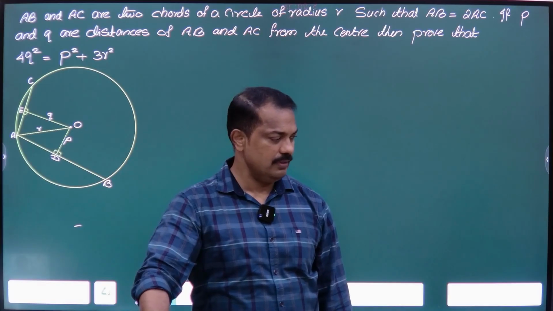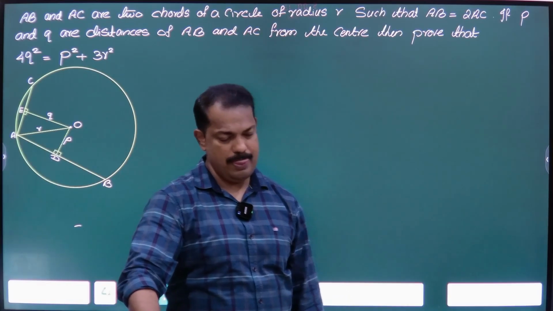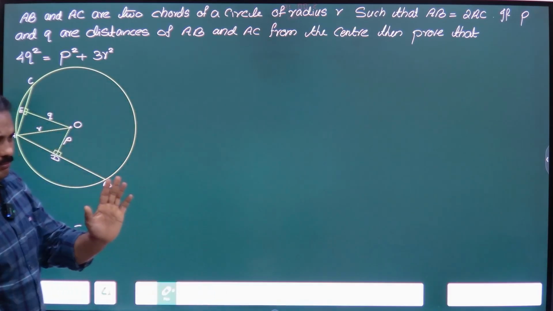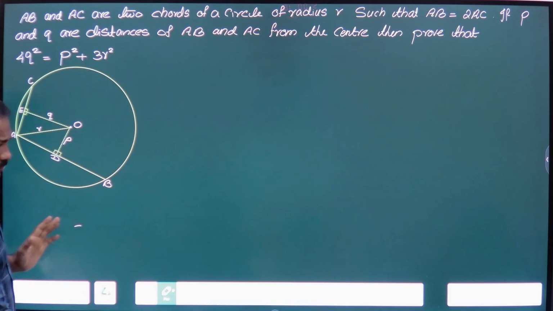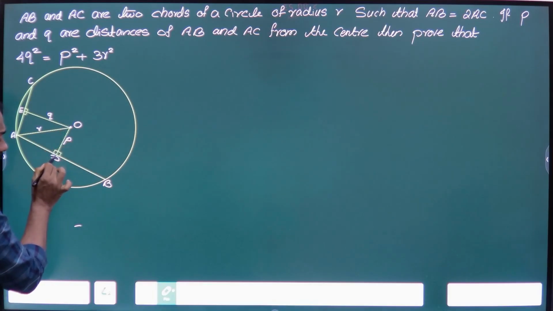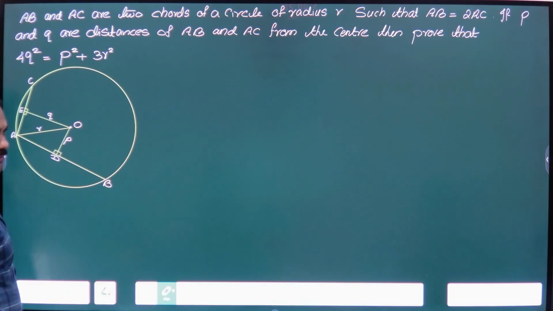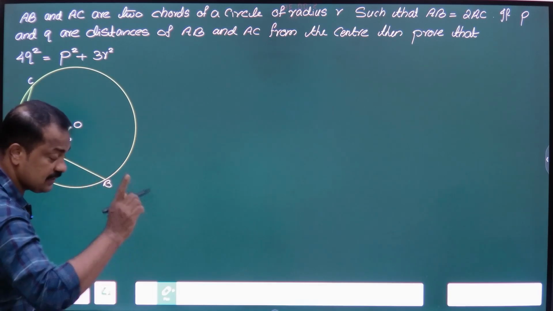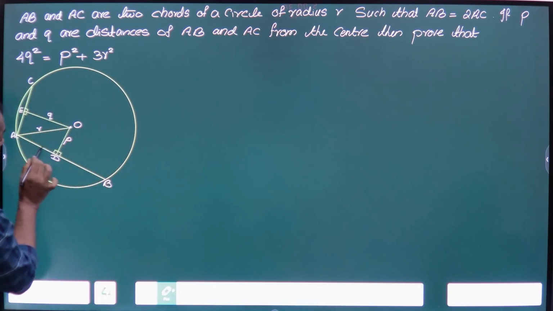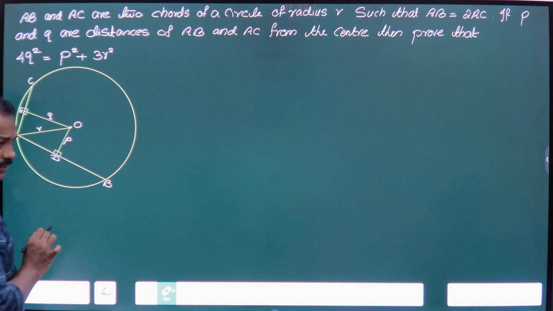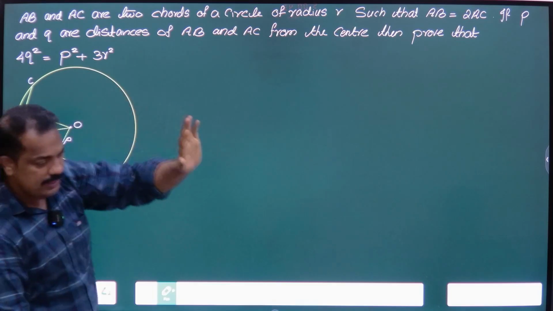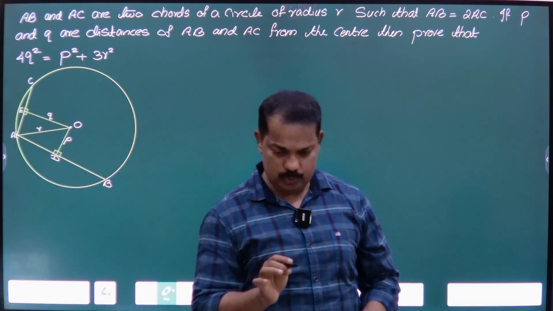Next, proof. In the proof, first we can apply the theorem. Listen here. OD is perpendicular to AB. So which theorem can we apply here? Perpendicular from the center to the chord bisects the chord. So we can say AD is equal to half of AB.